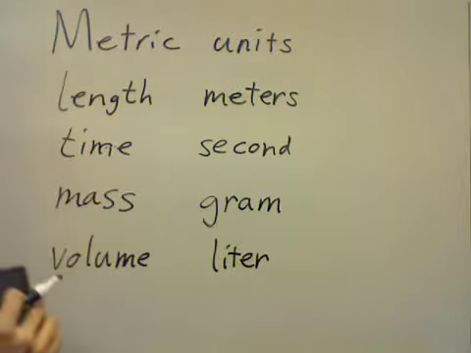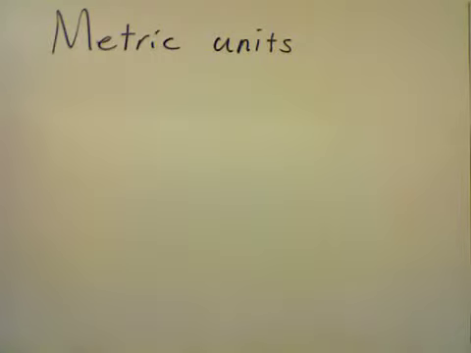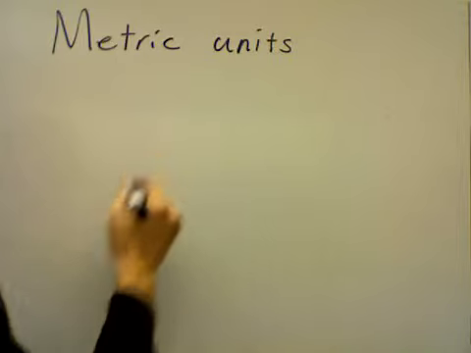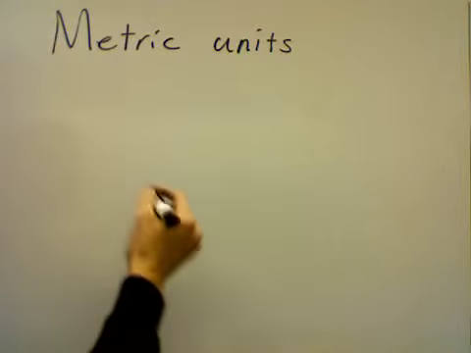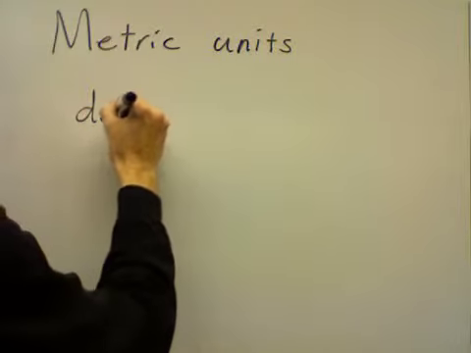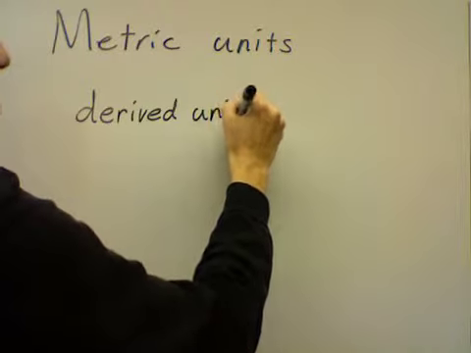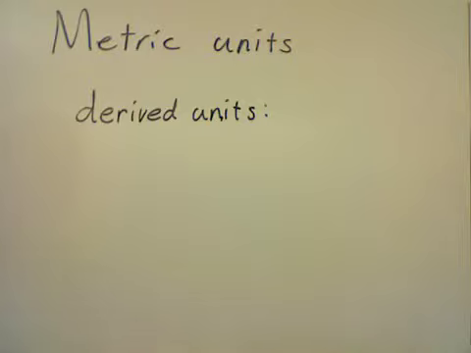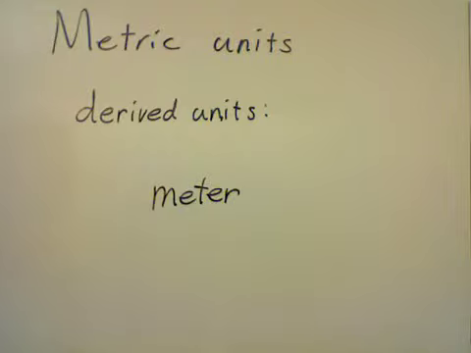Now, in order to measure large things or small things, let's just take the example of length. If I want to measure something which is very short, I might want to use a smaller unit than a meter. And so what we do is we have a bunch of different units which are derived from meters. So here are derived units. What we do is we take the meter, this is our basic unit, and then we add a prefix.